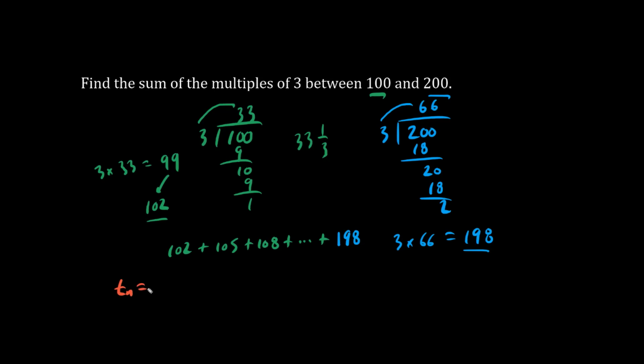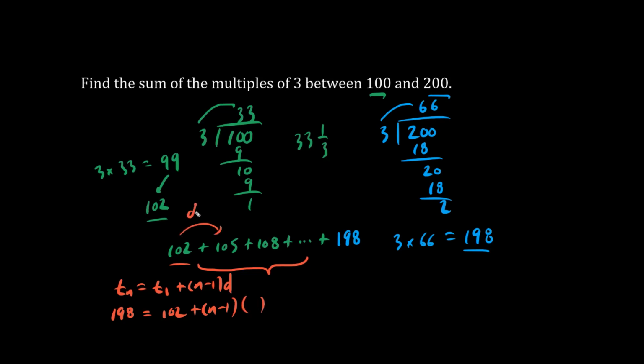Let's use the tn formula to find out how many terms there are. tn equals t1 plus (n minus 1)d. The last term tn is 198. The first term t1 is 102. And n is what we're trying to solve for. d is plus 3.